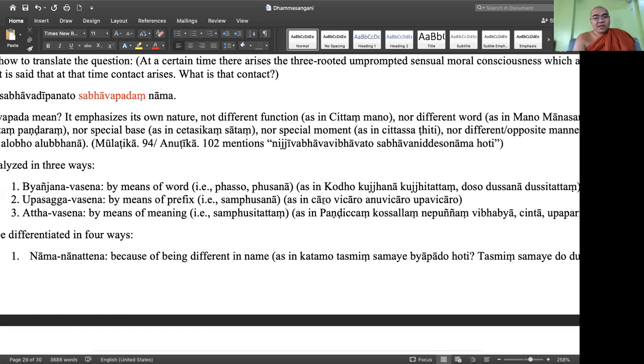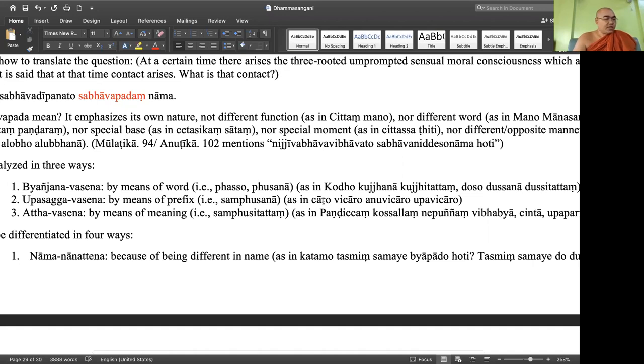And also the last one is Attha Vasena, by means of the meaning. Okay, the meaning will be changed. Phasa means just touching. Pusana is the manner of touching. Sampusidadan, the state of being touched, or the state of touching, you can say. So the meaning will be changed. So since the word is changed, each and every word plays an important role to recognize the different function of the same mentality. So phaso, pusana, sampusana, sampusidadan, and so on.